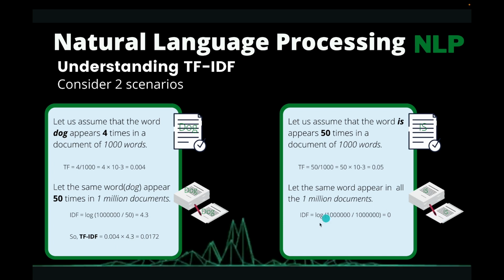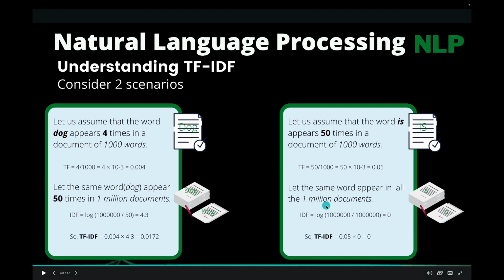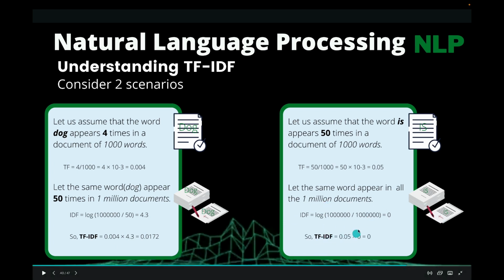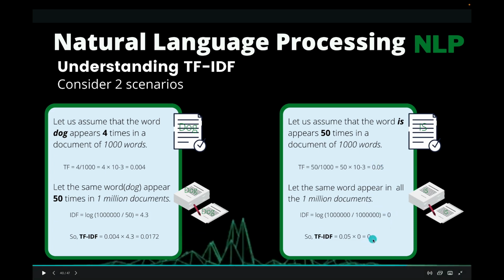Now if we calculate the TF-IDF, it's going to be 0.05 multiplied by 0, which in this case is going to be 0.